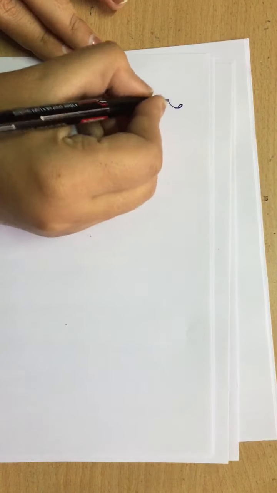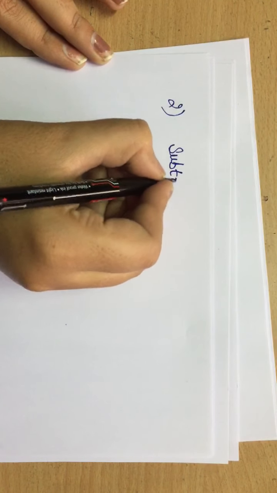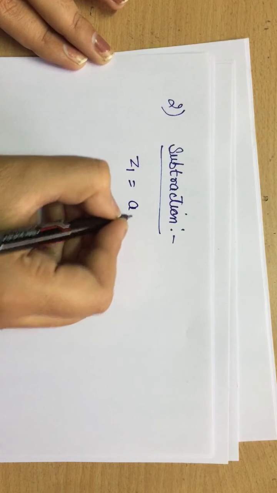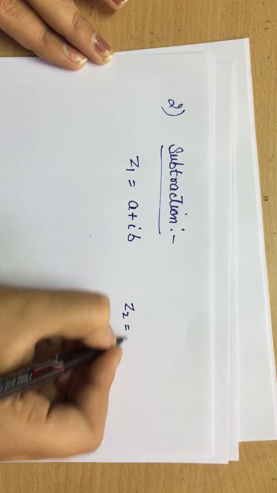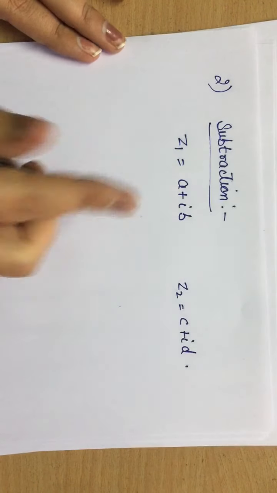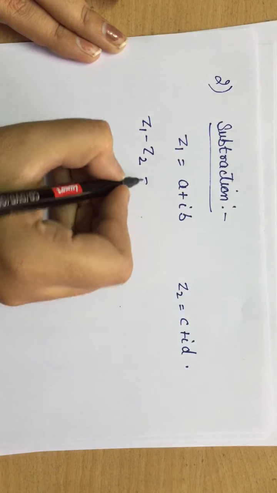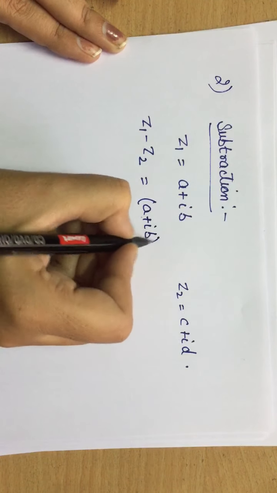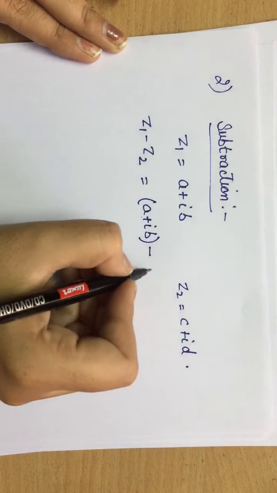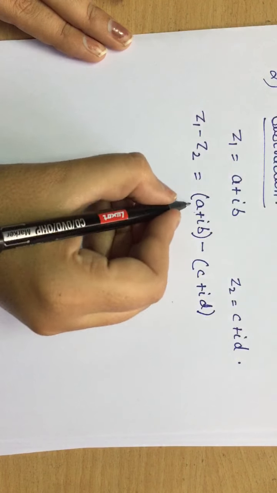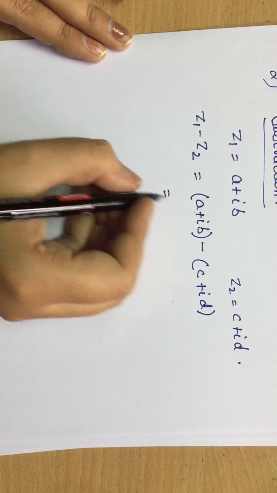Similarly we can subtract two complex numbers. So second operation is subtraction. Let z1 be a plus iota b and z2 equal to c plus iota d. So subtraction means z1 minus z2. So how will we get the value of z1 minus z2? First write the value of z1, then the sign that is negative, and then value of z2. So it will be a plus iota b minus c plus iota d.